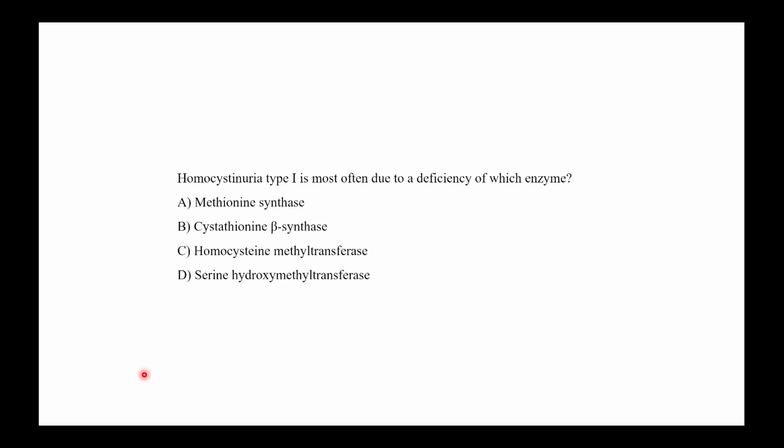Moving on to the next question now. Homocystinuria type 1 is most often due to a deficiency of which enzyme? Option A, methionine synthase. Option B, cystathionine beta synthase. Option C, homocysteine methyl transferase. And option D, serine hydroxymethyl transferase.